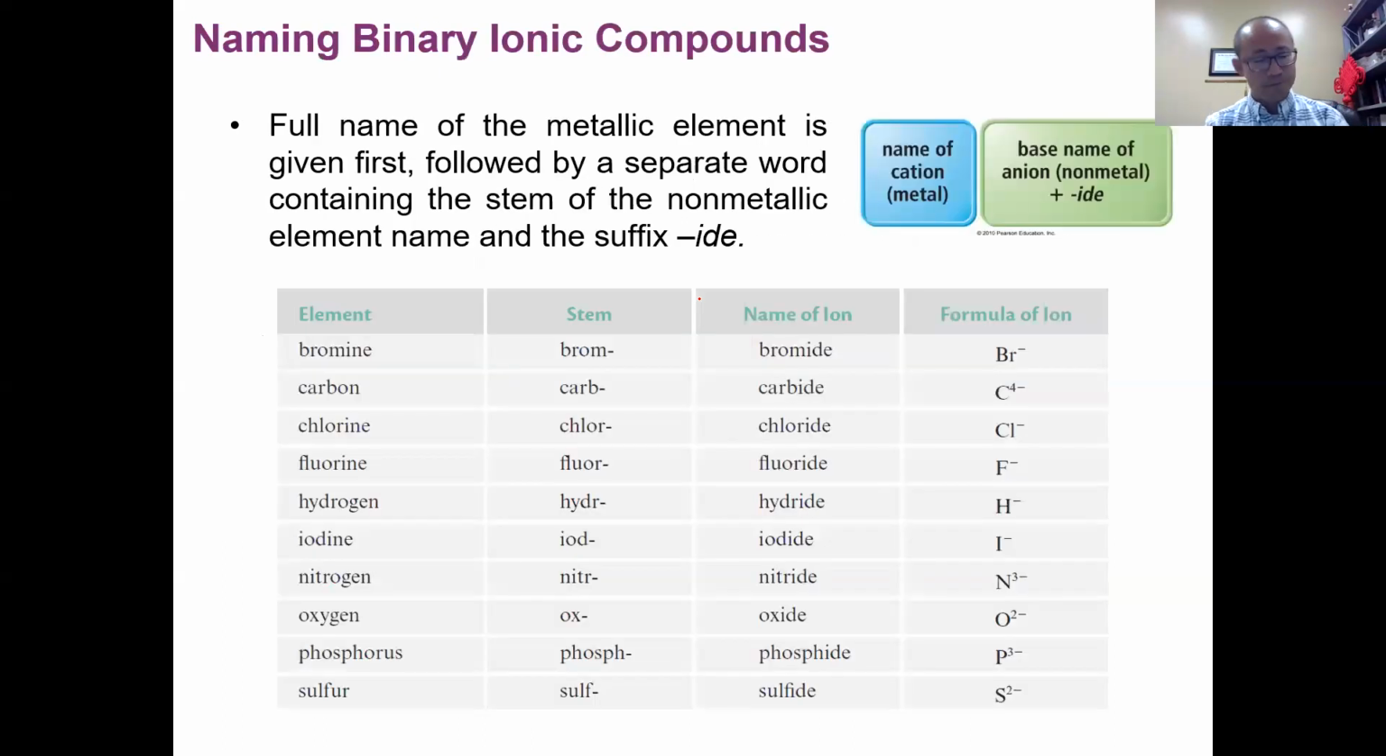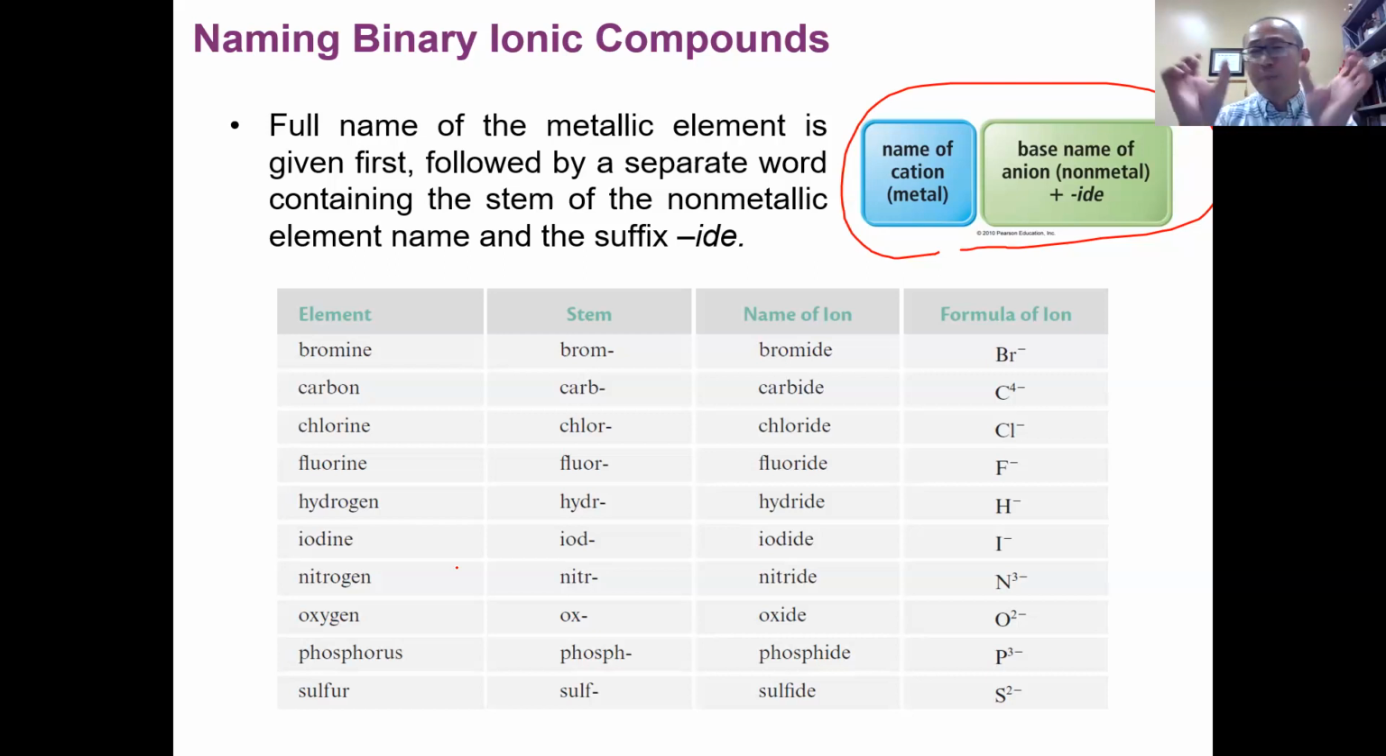Okay, keep moving. After we know the formula, let's take a look. How do we name these ionic compounds? Naming ionic compound, especially these binary ionic compounds, follows the rule shown here. You name the metal first, just the name of the metal from the periodic table, followed by the stem name of the nonmetal and the suffix -ide.